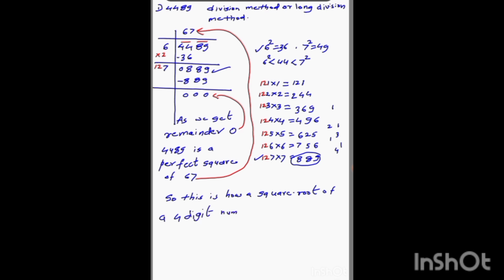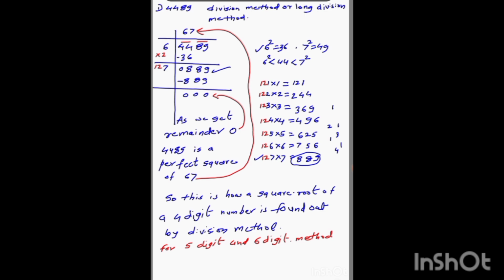If it is not a perfect square, then we will see what to do. We have covered this also in some other video, but presently we are dealing only with perfect square numbers. This is how the square root of a four-digit number is found by the division method. For 5-digit and 6-digit numbers, the method basically remains the same. I am going very slowly because everybody should understand this.